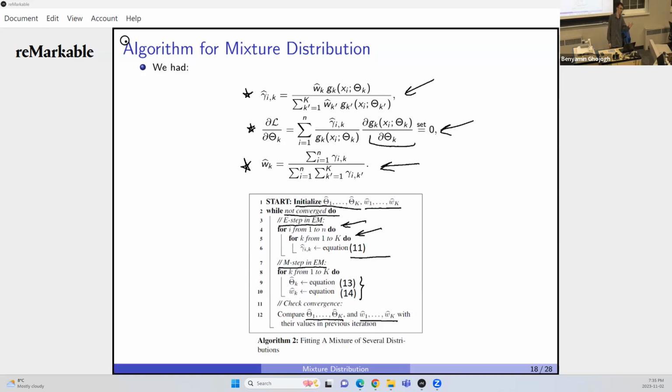Why? Because thetas are the parameters of the distributions. For example, if it is a Gaussian distribution, what are the thetas? What are the parameters? Mean and variance, or in case of multivariate Gaussian, mean and covariance, right? What are w 1 to w K? They are the mixing probabilities.